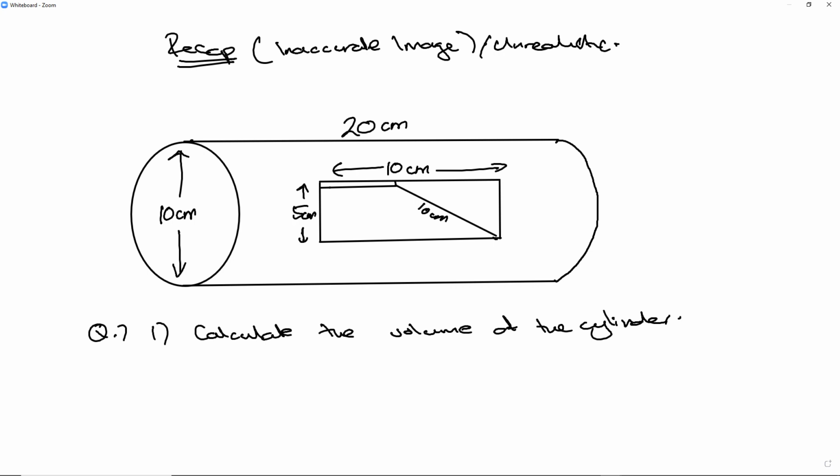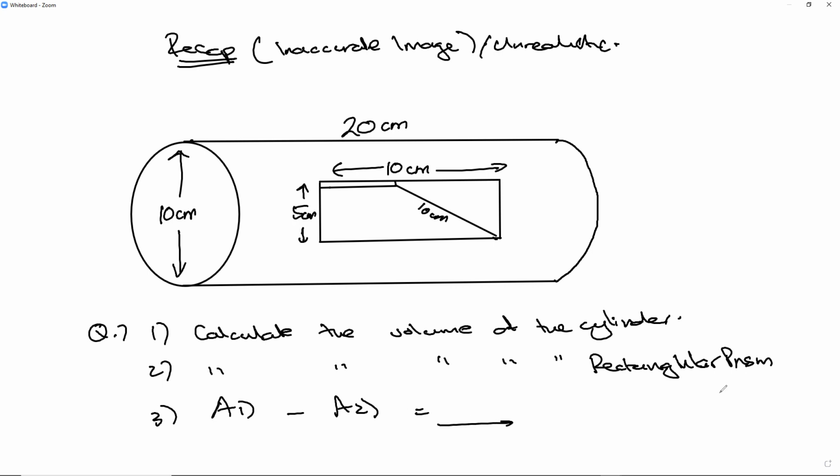But let's say I remove a rectangle from there. Question one, calculate the volume of the cylinder. Then calculate the volume of the rectangular prism. And then step three, take the answer from question one and minus the answer from question two. And what do you get there? So jump into that.